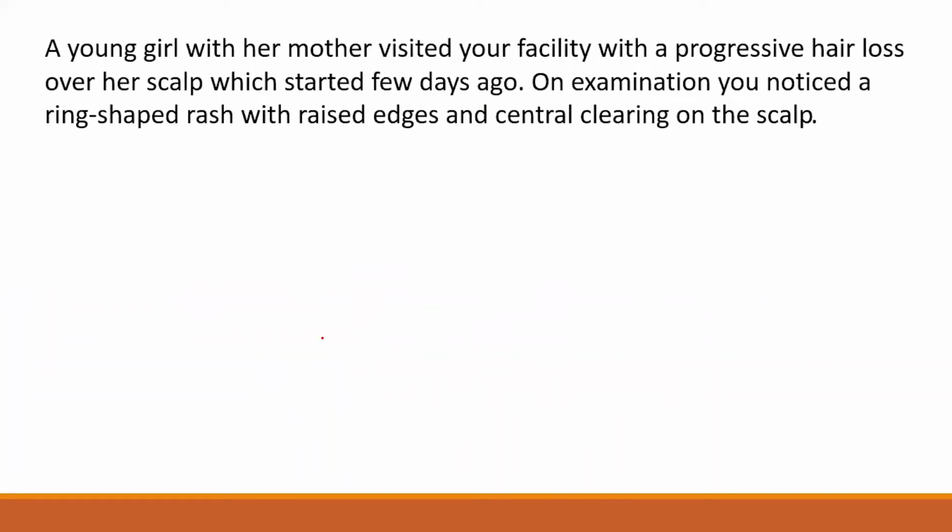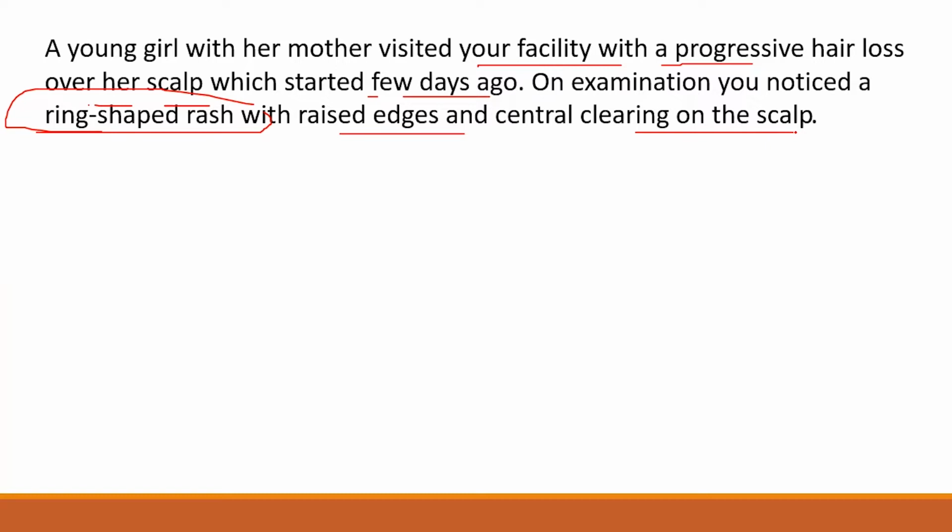So we have a young girl with her mother who visited your facility with progressive hair loss over her scalp, which started a few days ago. On examination, you notice a ring-shaped rash with raised edges and a central clearing on the scalp. If you watched the previous video, this is alopecia again, but now they want to know the specific type of alopecia, I believe. So now they've given you a ring-shaped rash with raised edges and a central clearing on the scalp.